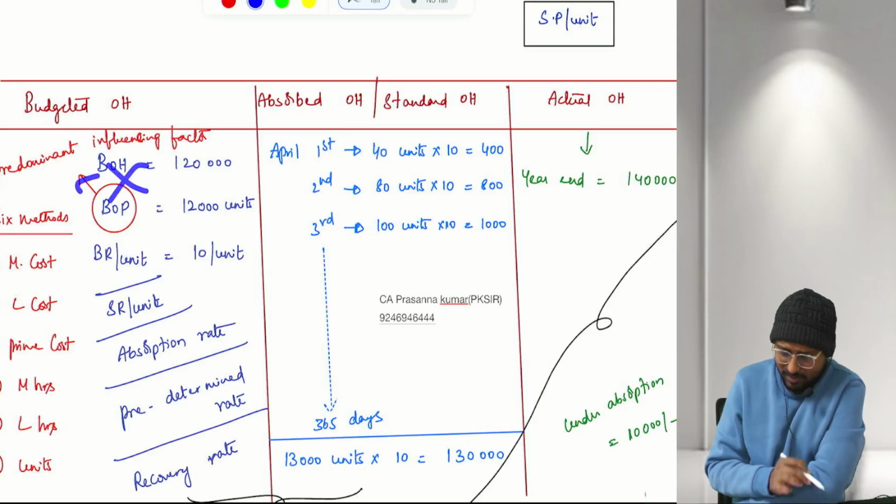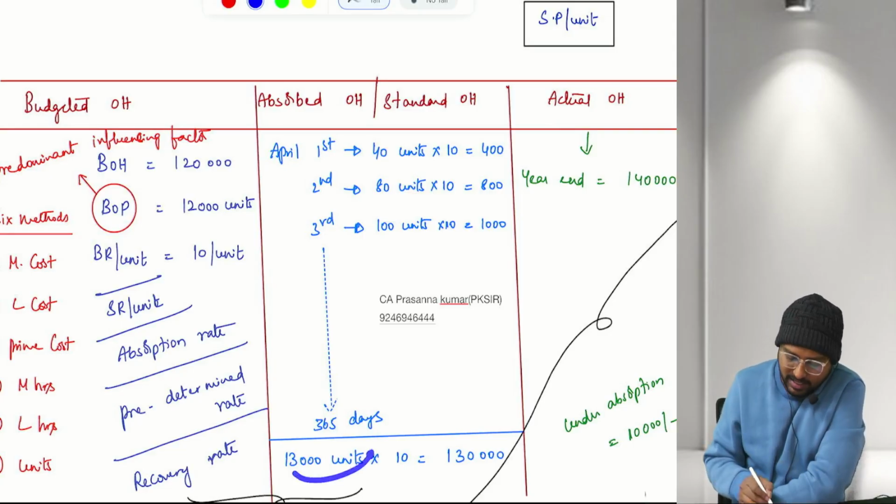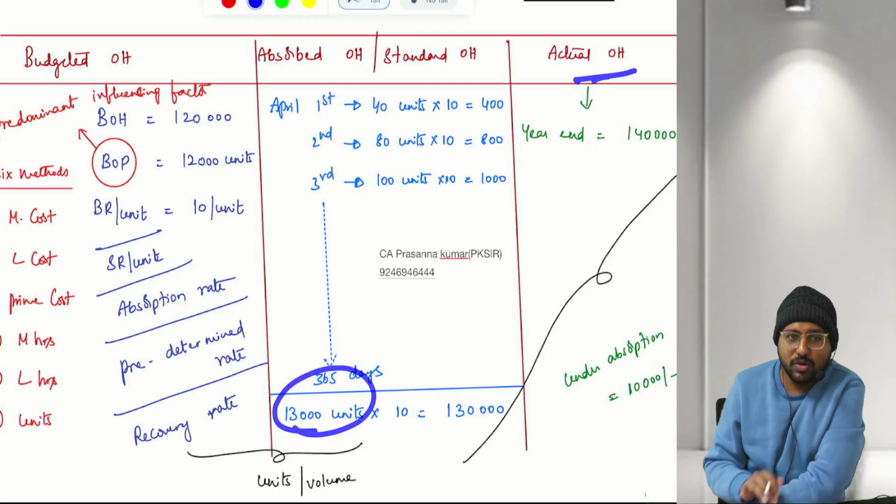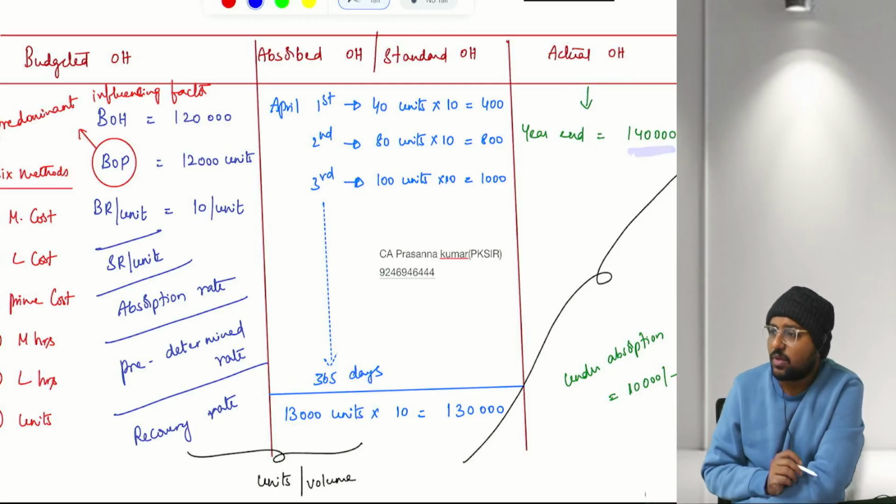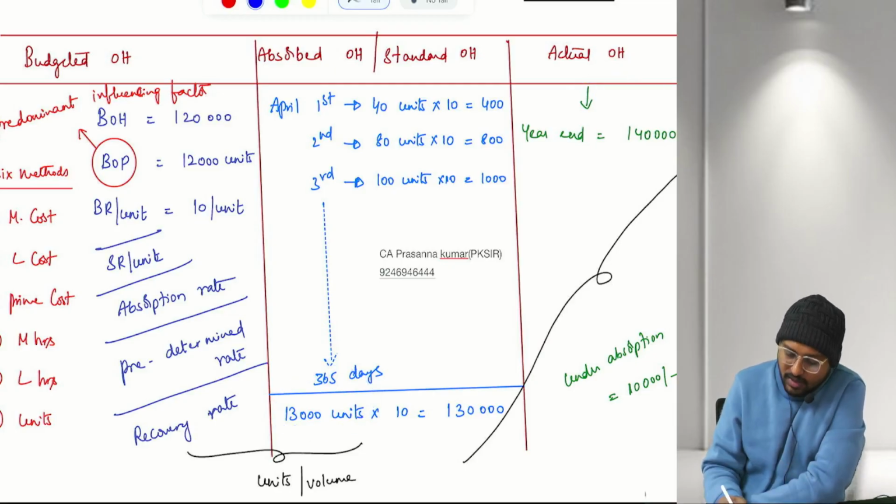Now, because we have come to year end, we know what our actual overheads are. At the year beginning, we don't know. Correct? Year beginning, we don't know what our actual overheads are. But at the year end, we know what our actual overheads are. Correct? And what are our actual overheads? 1,40,000, which means this is the correct figure.